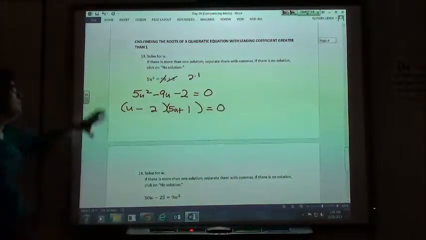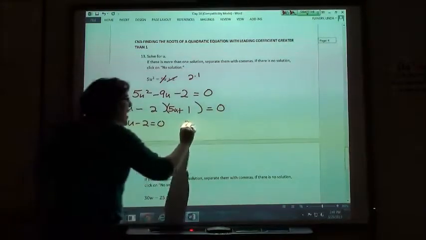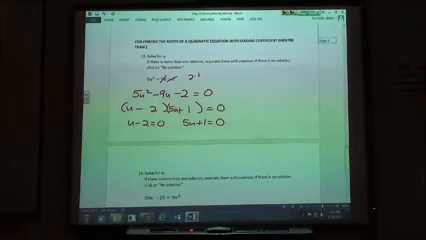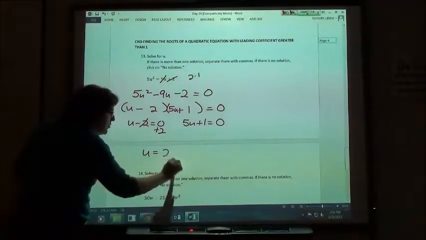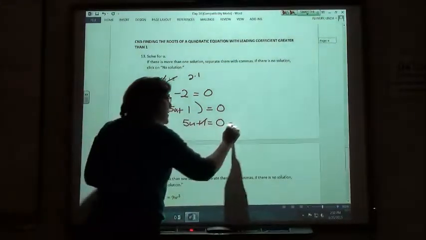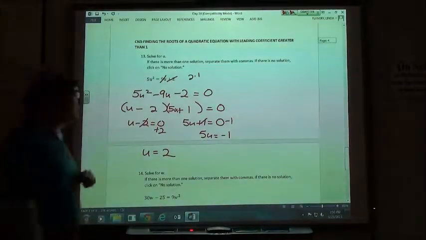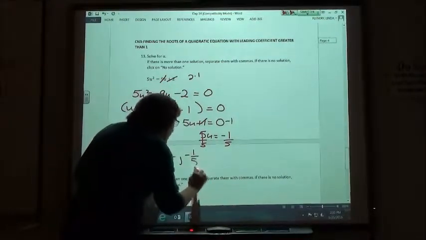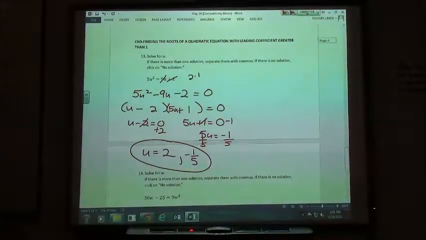That's equal to 0, so now I'm going to break it down into the two problems. u minus 2 equals 0, and 5u plus 1 equals 0. Well, that first one's pretty easy to solve. All we have to do is move our 2. So we're going to add our 2, so u equals 2. Second one, we've got two steps to solve. We have to move our 1 first, so minus our 1: 5u equals negative 1, and then we still have to divide by our 5. So u is going to equal negative 1/5. So again, we get 2 solutions: 2 and negative 1/5.